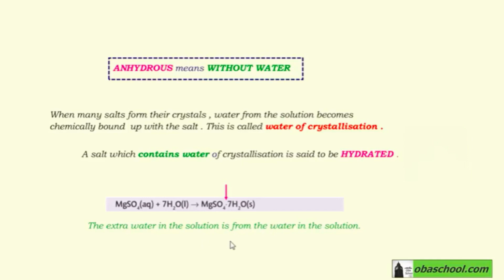So we learned what is anhydrous, water of crystallization, hydrated, and how to write the molecular formula of crystallization, and that we need to pay attention to the dot.